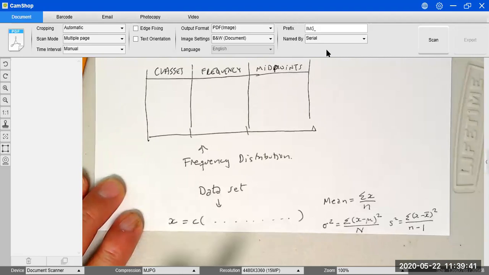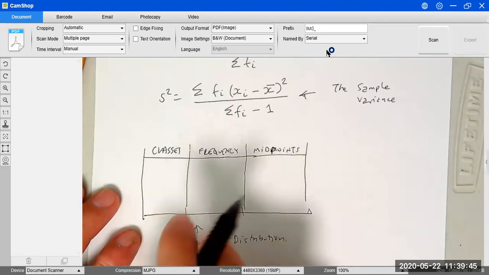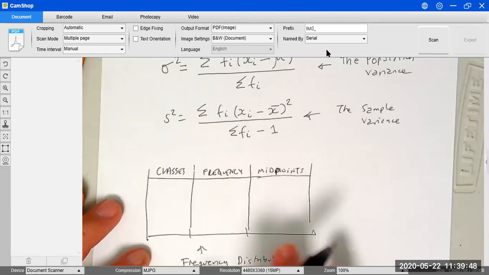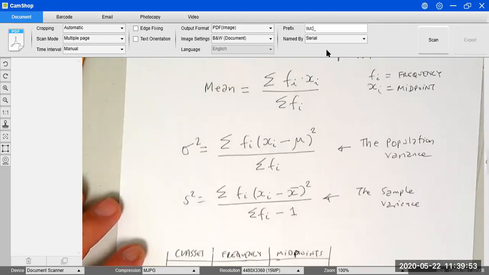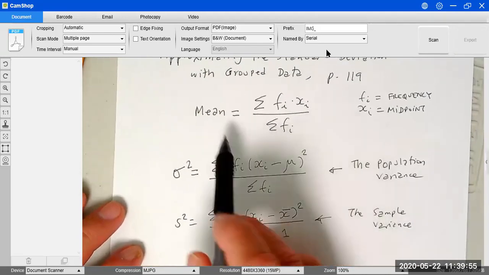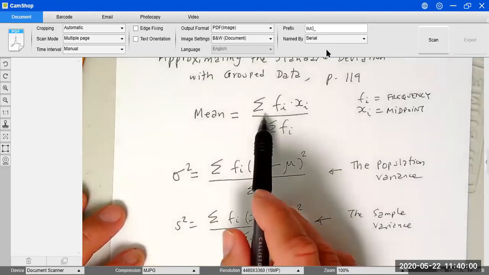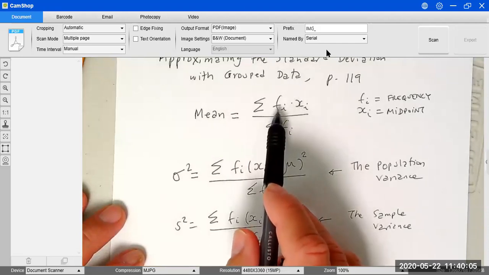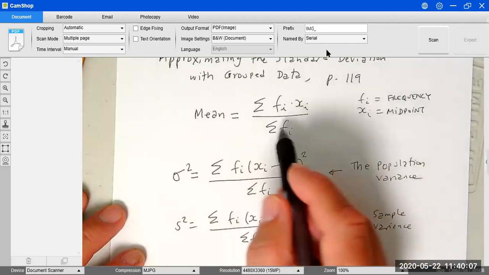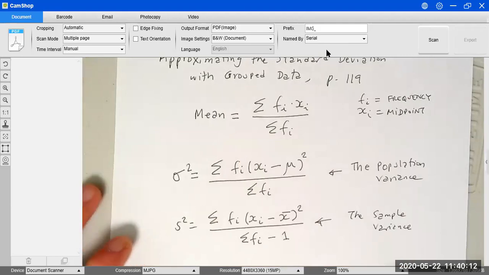minus 1. Now, if you have a frequency distribution, so a table where you have frequencies and classes, and you compute midpoints, remember you're going to need to compute midpoints, then these are the formulas that we're going to use. First, we're going to need to compute the mean of the frequency distribution. It's the sum of the products of the frequencies and the midpoints divided by the sum of the frequencies. This is something that we covered in the last lecture, the last part.